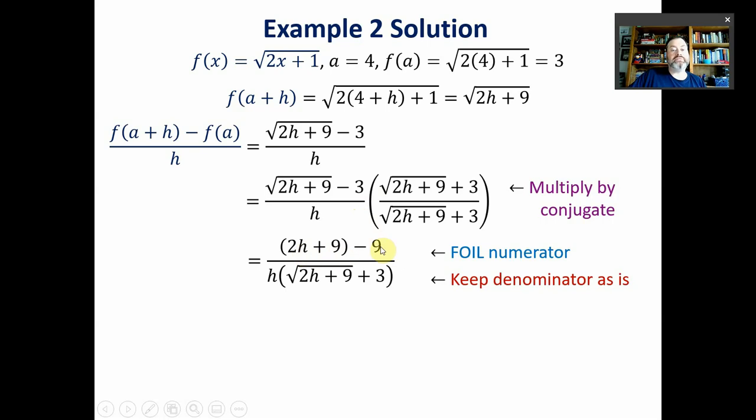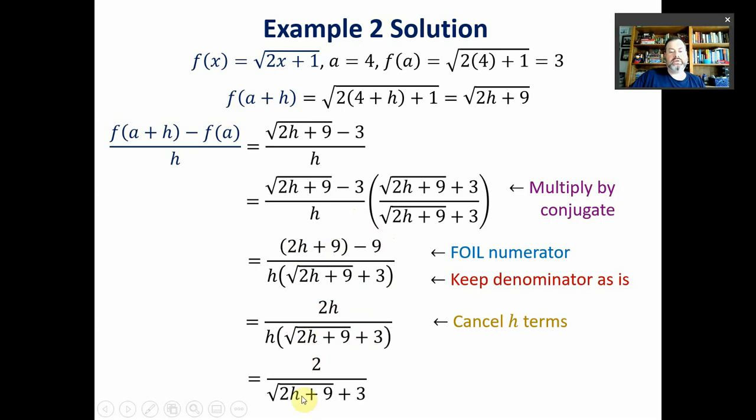Now we simplify the numerator, and you can see what's going to happen. We're going to end up with just these 9s going to cancel, and then we're going to cancel the h's. So we're just going to be left with 2 over radical 2h plus 9 plus 3. So what we've done here is we've turned this expression, which was this, into this.